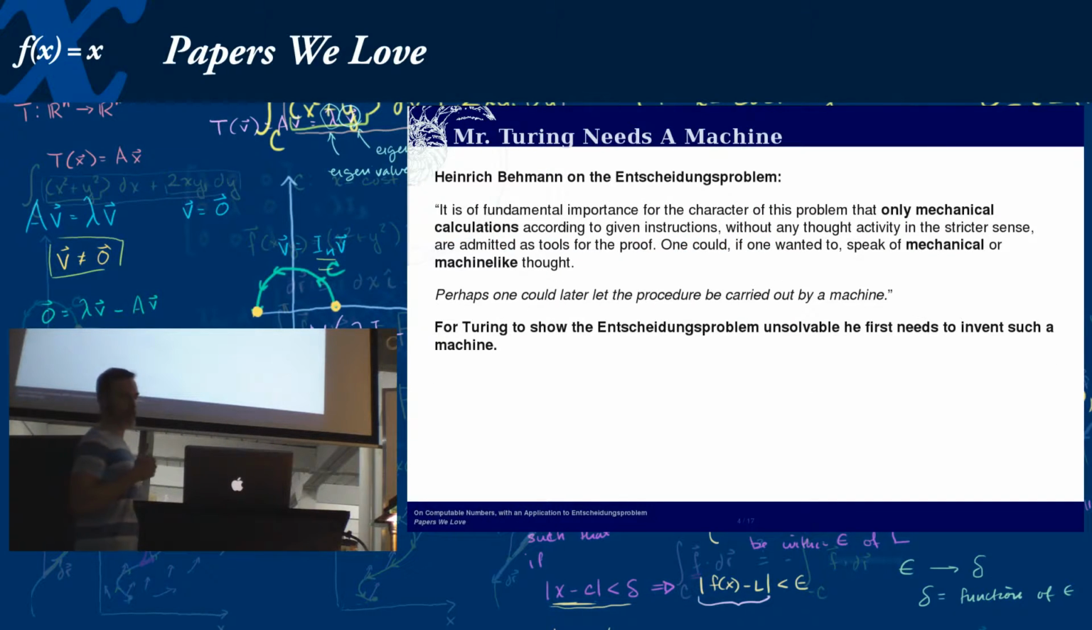The reason that Turing thought of creating an abstract machine to attack this problem is that one of Hilbert's assistants, when he wrote about the decision problem, said this: "Is it of fundamental importance for the character of this problem that only mechanical calculations according to given instructions, without any thought activity in the stricter sense, are admitted as tools for the proof? One could, if one wanted to, speak of mechanical or machine-like thought," and then he added, "perhaps one could later let the procedure be carried out by a machine." And so Turing took this to be a challenge. He thought, well, maybe I will come up with this machine and see if it's even possible.